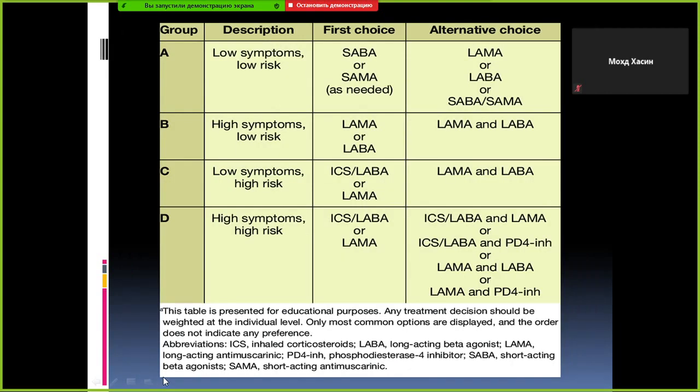And now when we know the group of our patient, we may choose appropriate treatment. So if we have a patient group A with low symptoms and low risk of exacerbation, we may apply SABA or SAMA, short-acting beta agonist or short-acting antimuscarinic drugs as needed, or as alternative choice LAMA or LABA, and so on. So once again, to assess the group of COPD is very important for applying appropriate treatment of our patient.